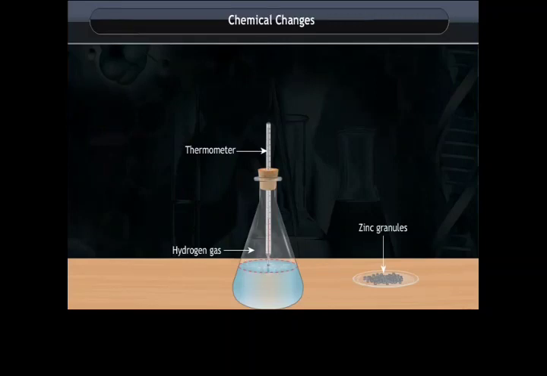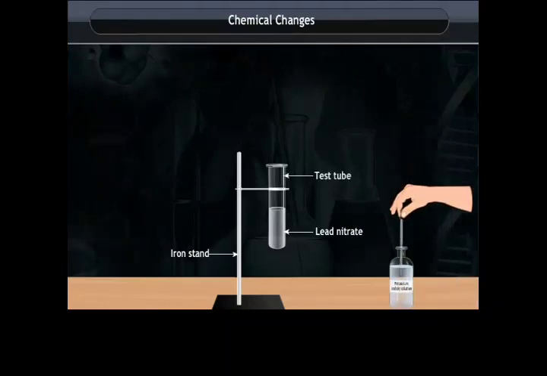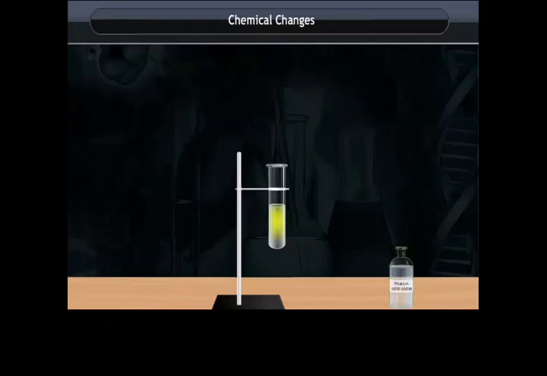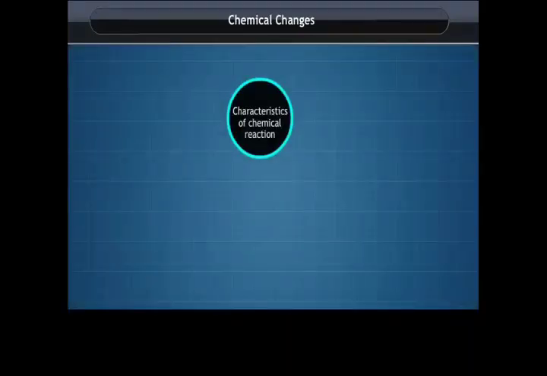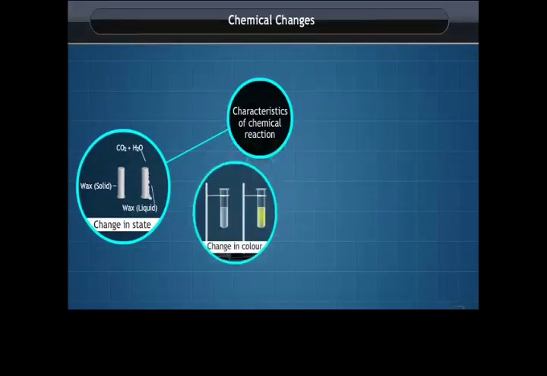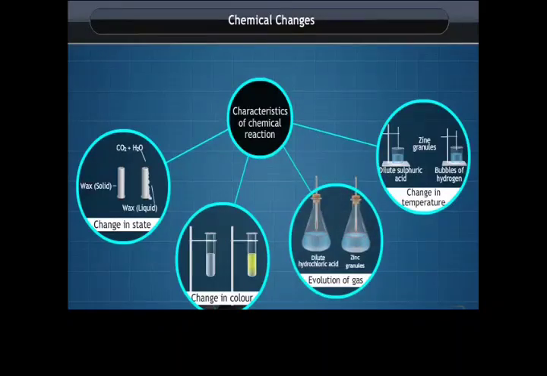Let us perform another activity. Now take the lead nitrate solution in a test tube. Add potassium iodide solution to it. What do you observe? You observe that a yellow precipitate is formed. From these activities we can say that a chemical reaction has taken place as change in state, change in color, change in temperature, and evolution of gas.